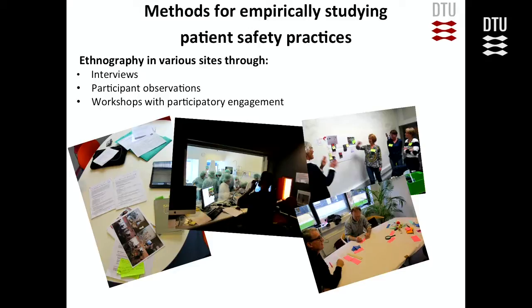So during my empirical study of patient safety practices, I followed three principles which position my study in the category of interpretative research. The first is that I actively participated in the generation of data by interacting with the participants. So I didn't do any kind of desktop research.